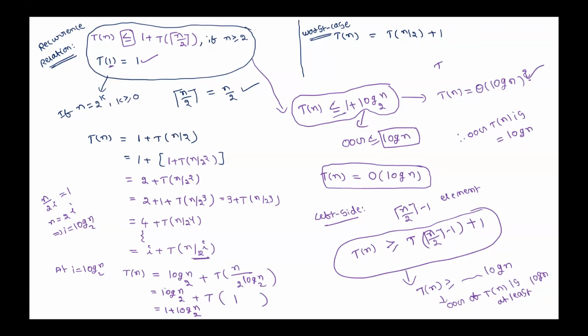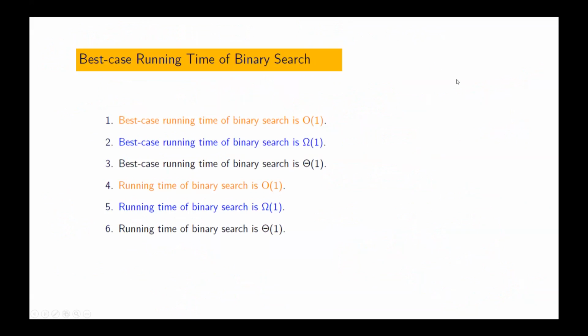What is the order of growth of the worst case running time of binary search? Log n. So now let us look at these statements.